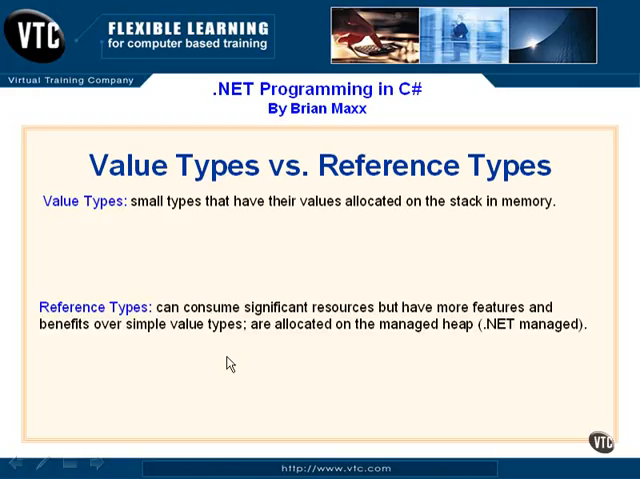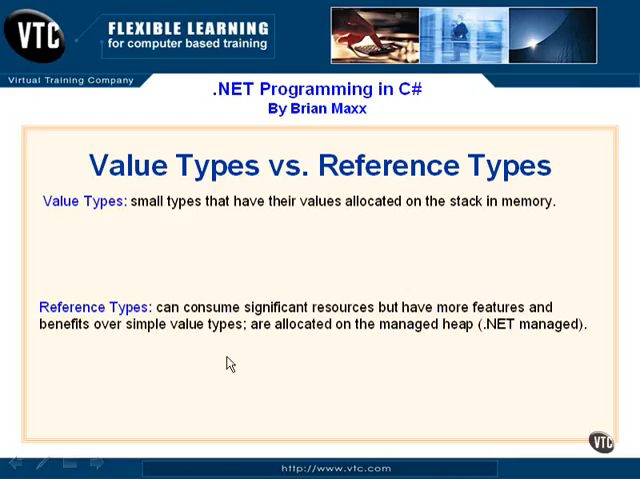Reference types are going to be managed by the heap. These are .NET managed, and that means that they're going to be garbage collected. We'll talk about that in a little bit. This is the .NET Universe way of actually working with our objects to allow for a formalized way to get rid of them when they're no longer needed, and we'll see that later.